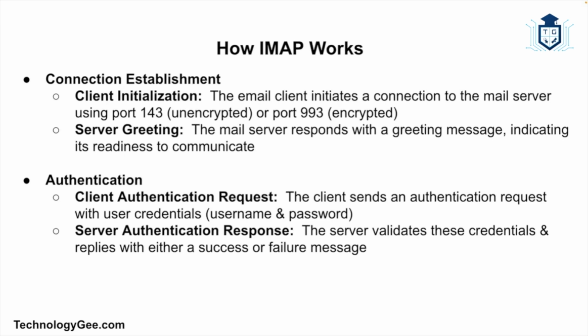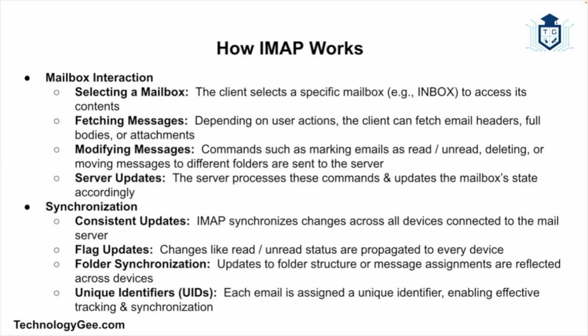And then we have authentication. So the client sends an authentication request with user credentials such as a username and password, and the server then validates the credentials and responds with a success or failure message. After that, we go to the mailbox interaction. So the client selects a mailbox. The client can fetch email headers, bodies, or attachments based on user actions.